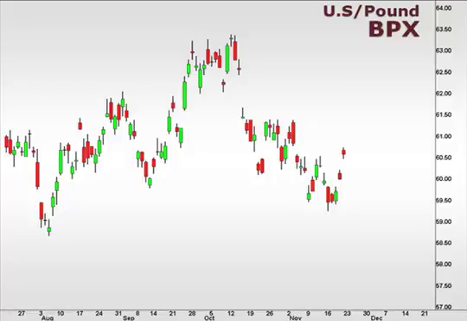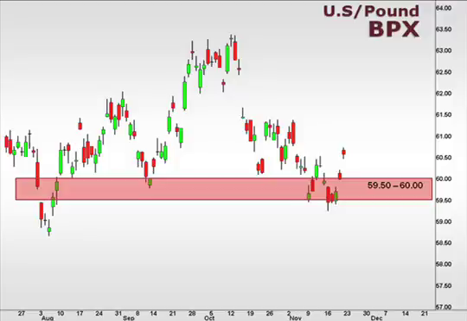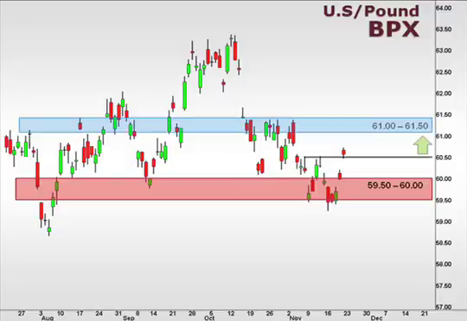Next up, the BPX, the U.S. versus the British pound. Now, this 59.5, 60 focal zone remains an important support level, and we have seen a bounce off of that and a subsequent break above this pivot point found here at the 60.5 pair value. Now, this break does suggest the possibility of a move towards the 61, 61.5 focal zone.